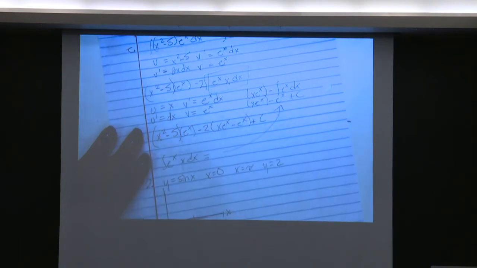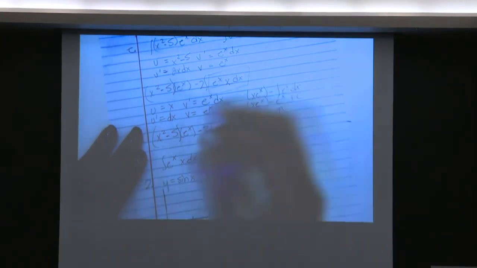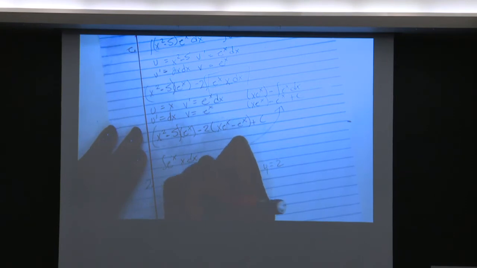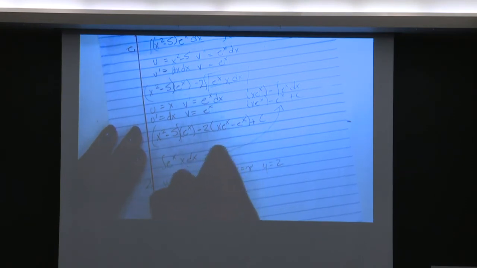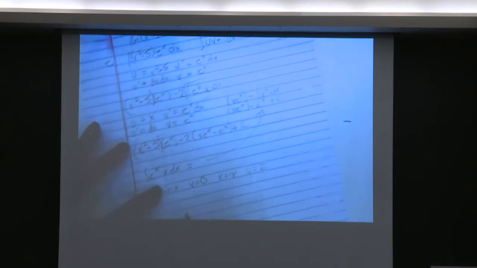And I know my sine looks like this. When x is 0, sine is 0. When x is pi over 2, sine of 90 degrees is 1, so I'm just going to put it at 1 to make it look a little better.